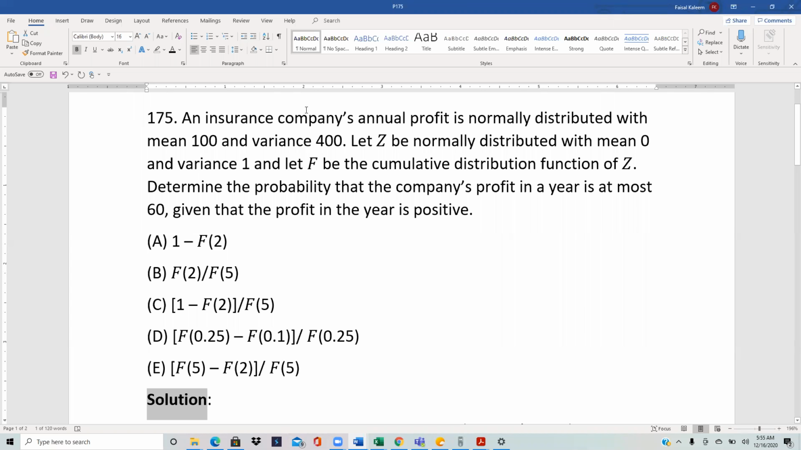An insurance company's annual profit is normal with mean 100, variance 400. Let Z be normally distributed with mean 0 and variance 1. So Z is actually the Z score that we know. And let F be the CDF of Z. Determine the probability that the company's profit in a year is at most 60, given that the profit in the year is positive. So let X be the annual profit.